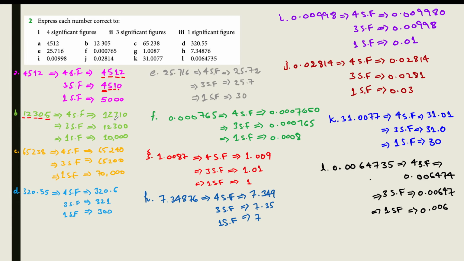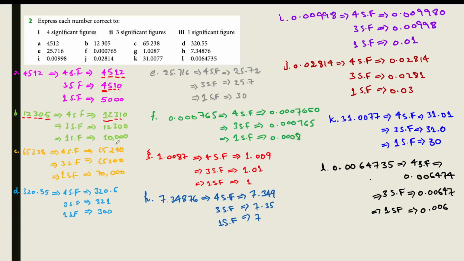If we express this up to three significant figures, this is the first significant figure, this is the second, and this is the third. We look at the fourth significant figure, it is 1 that is less than 5, therefore 3 will remain the same, we will not round it up. And this 1 will be replaced by a 0. So we will have this number expressed in three significant figures as 12,300.